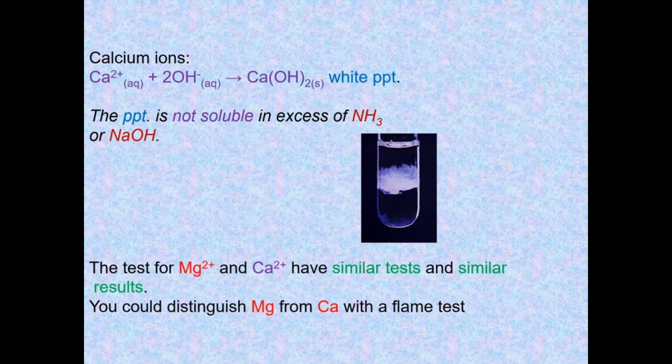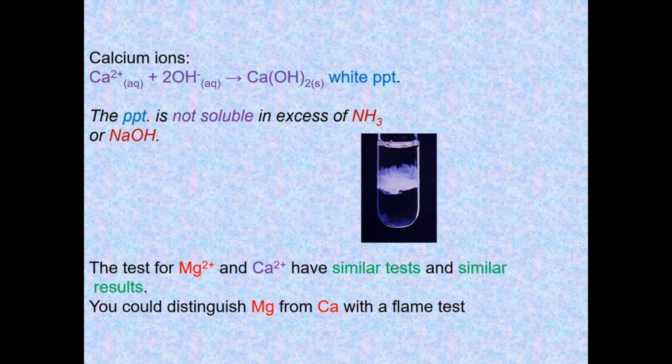Then we have calcium ions. This gives you the reason why it doesn't form a soluble solution: if you take calcium and react with hydroxide, it gives you calcium hydroxide, which is a white precipitate. Most of these bases are insoluble apart from the group 1 elements, which are sodium and potassium. So the precipitate is not soluble in excess ammonia or sodium hydroxide. That's one thing that you should know.